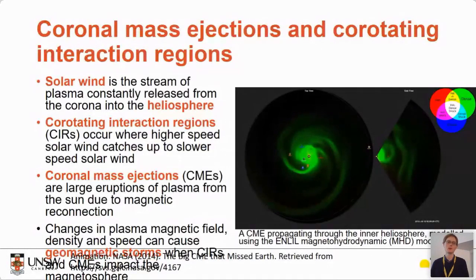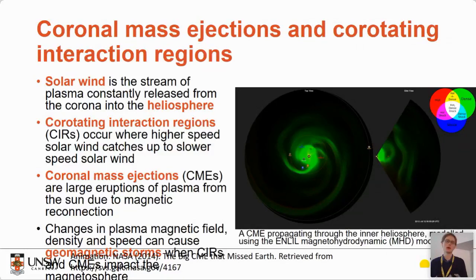The sun emits a steady stream of plasma into the heliosphere. The heliosphere is a kind of magnetic bubble in interstellar space that is dominated by the sun's magnetic field. This solar wind is not a constant speed, and sometimes higher speed solar wind catches up with slower speed solar wind to cause co-rotating interaction regions, where shocks can occur, with sudden changes in magnetic field.